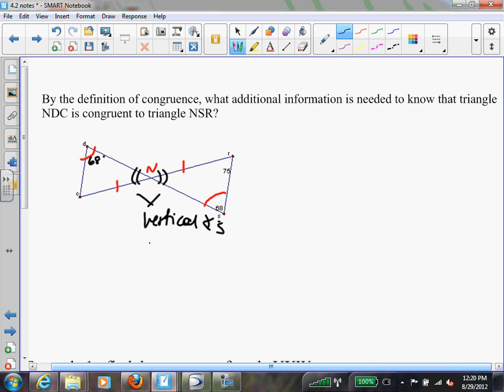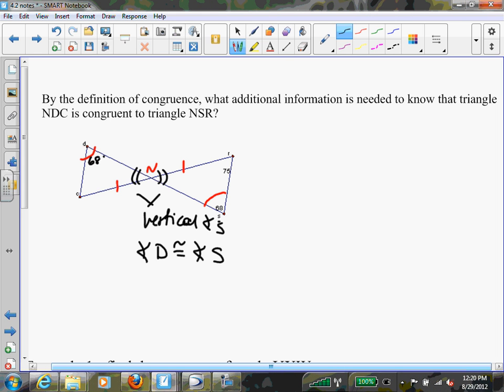And we already said that angle D is congruent to angle S because it's given. And what's the last statement that we can say? What can we say? Kaylee? Okay, and they're both going to have the same measure of 75 degrees, right? And that's by the, which one? Third angle theorem, right.